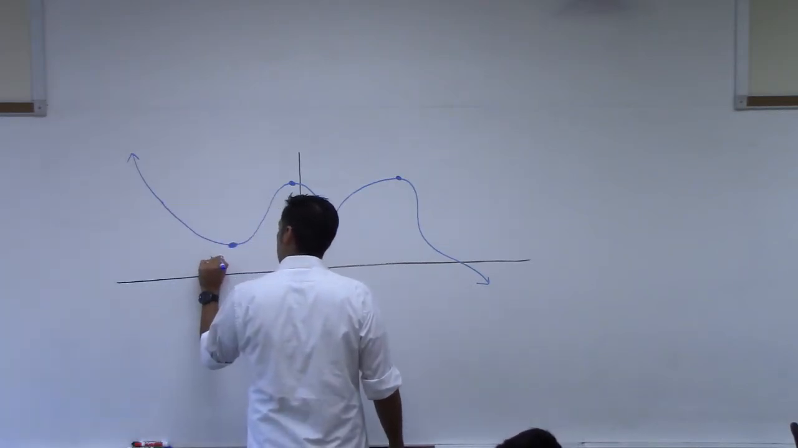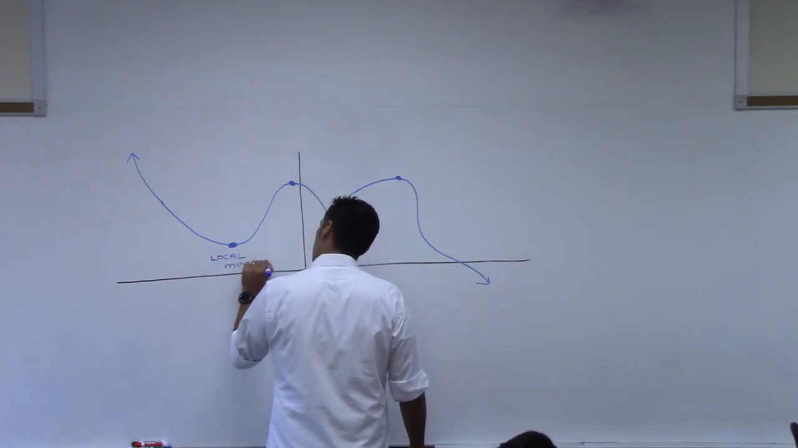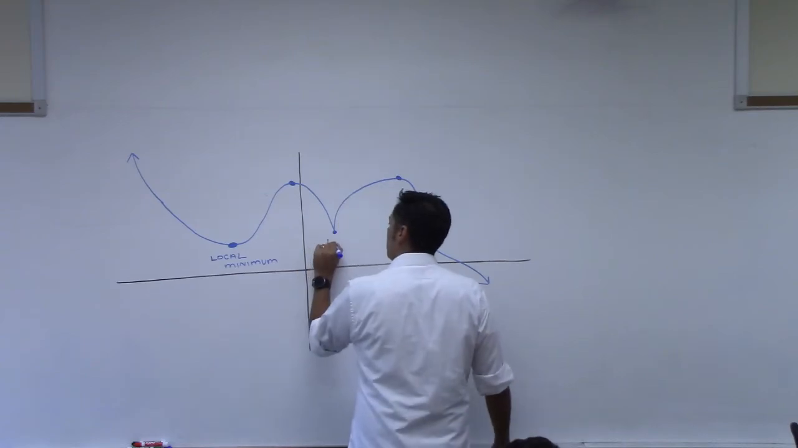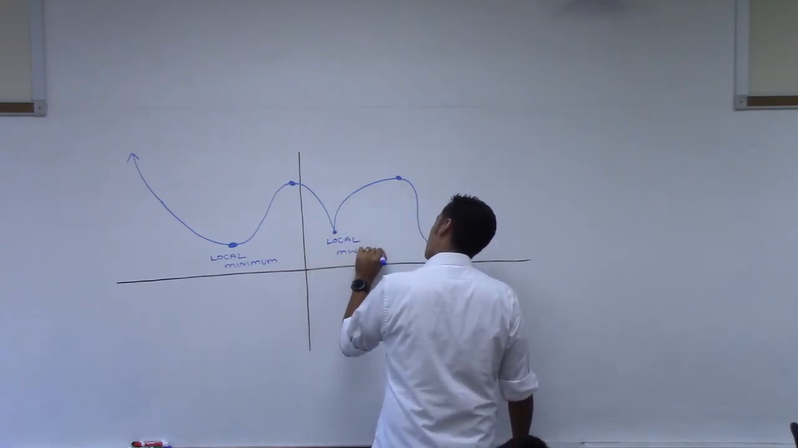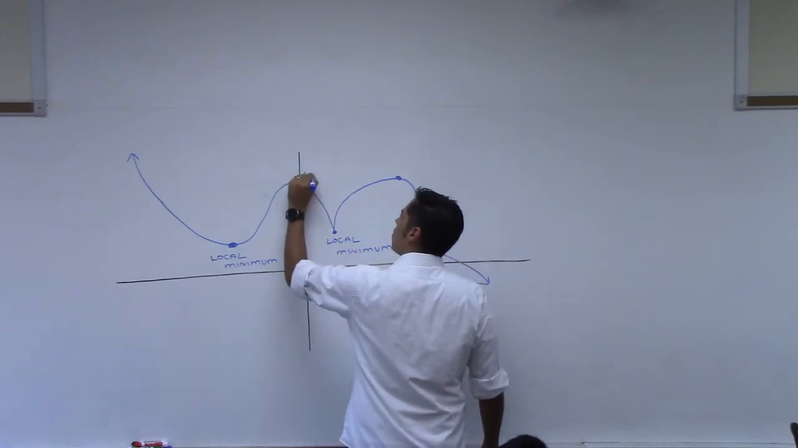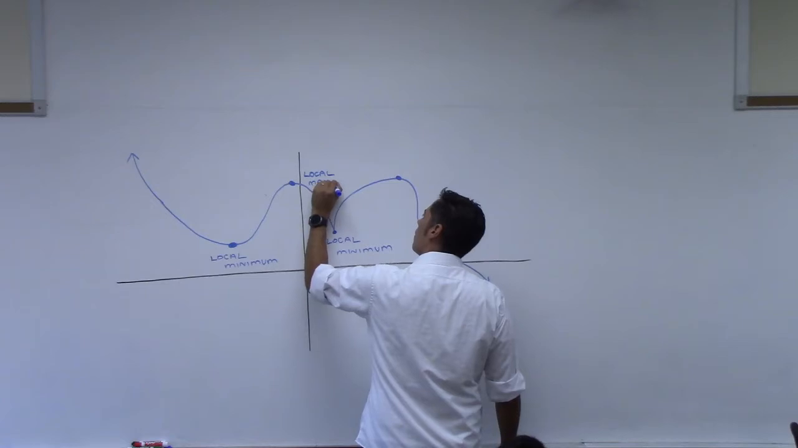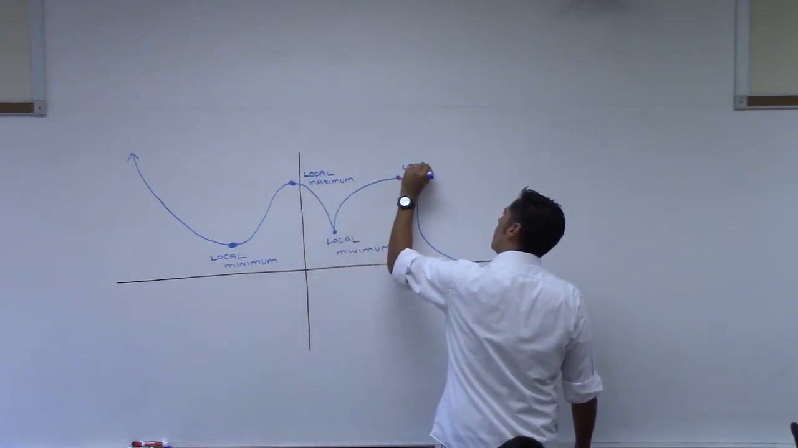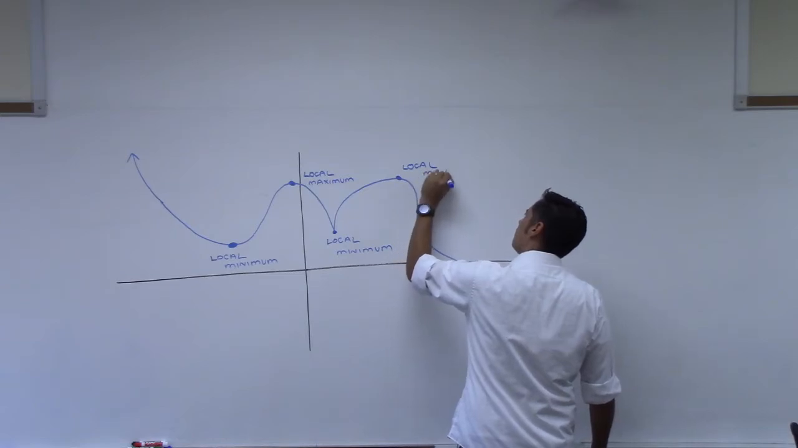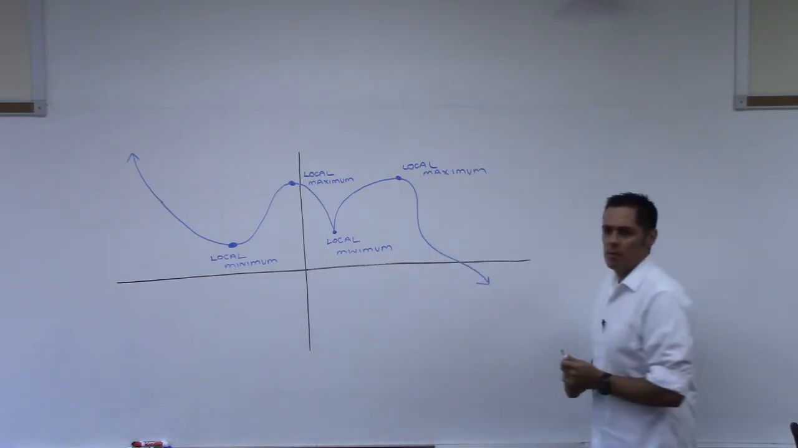This right here would be called a local minimum. This would also be a local minimum. This would be a local maximum. And this would be a local maximum. Okay?